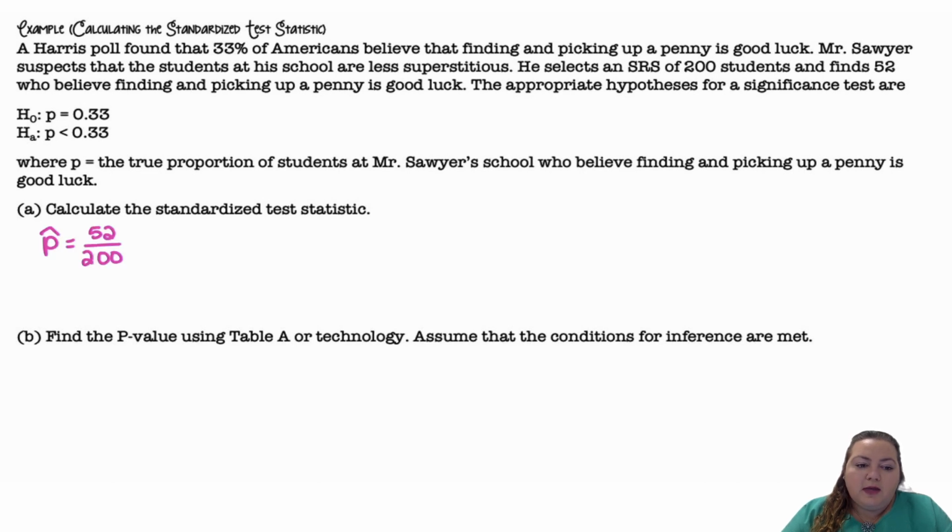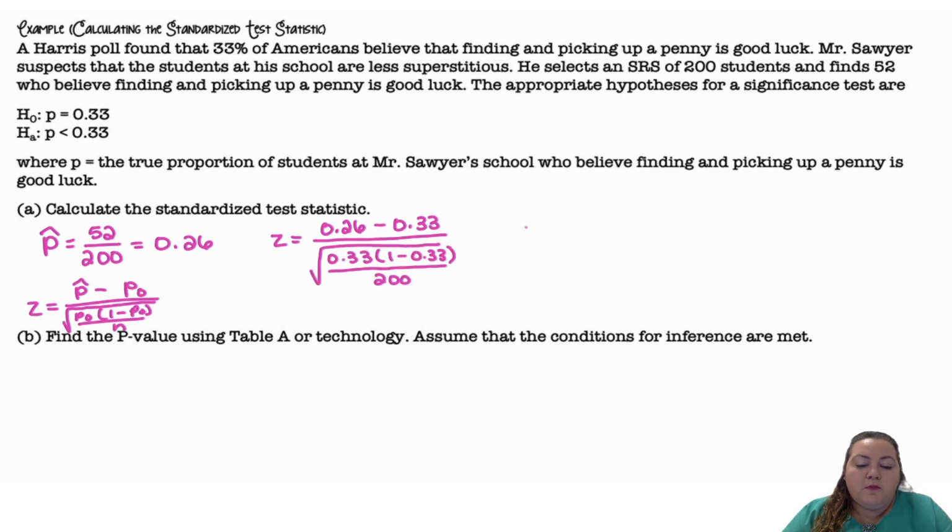So I need to first find p hat, my statistic, which is 52 out of 200. That came from my sample, which is 0.26. And then my test statistic is my statistic minus my null value divided by the standard deviation of my statistic. Then remember to find the standard deviation with proportions, it is the square root of p times 1 minus p over n. And when we're using p naught, we're using the value from the null hypothesis. So this would be the square root of 0.33 times 1 minus 0.33 over 200 for the standard deviation. When I calculate that, I get a test statistic of negative 2.11.